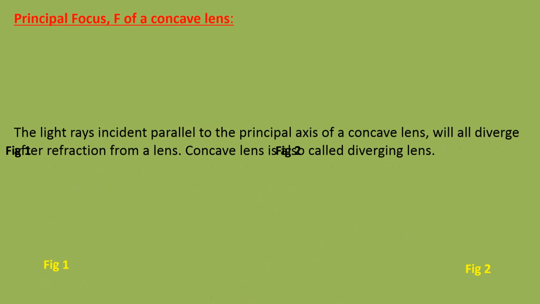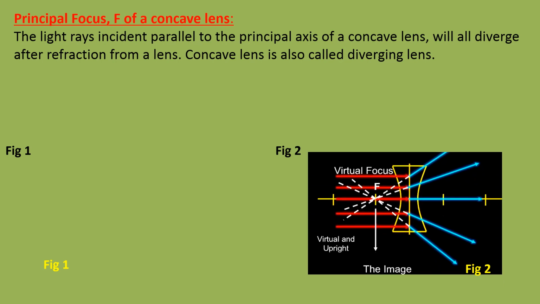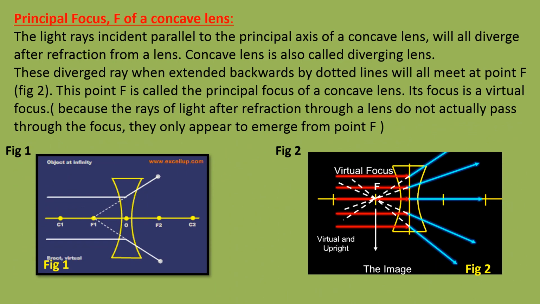Principal focus of a concave lens. The light rays incident parallel to a principal axis of a concave lens will all diverge after refraction from a lens. Concave lens is also called a diverging lens. These diverged rays, when extended backward by dotted lines, will all meet at point F, as shown in figure number 2. This point F is called the principal focus of concave lens. Its focus is a virtual focus because the rays of light after refraction through a lens do not actually pass through the focus. They only appear to emerge from this point F.